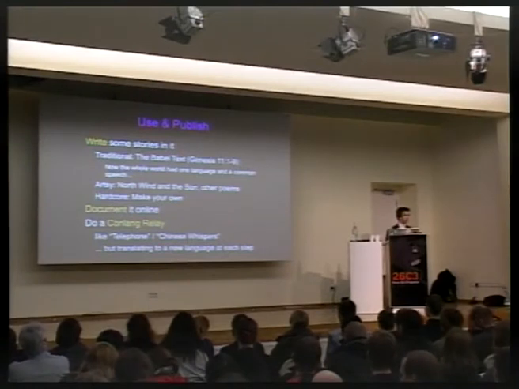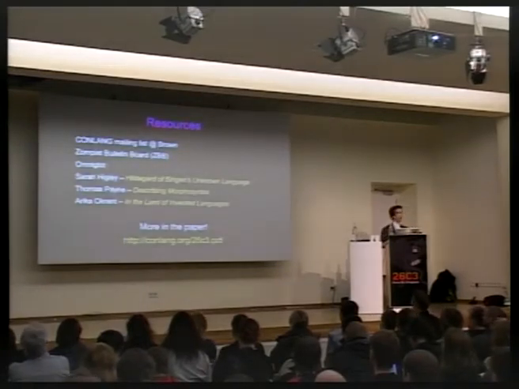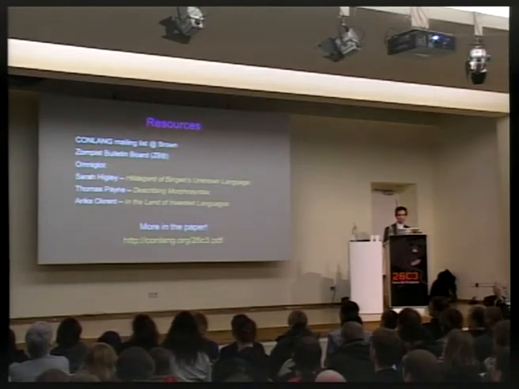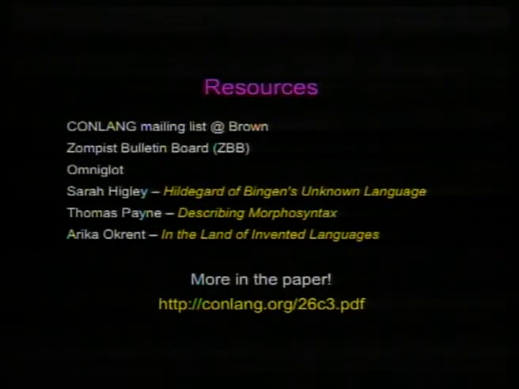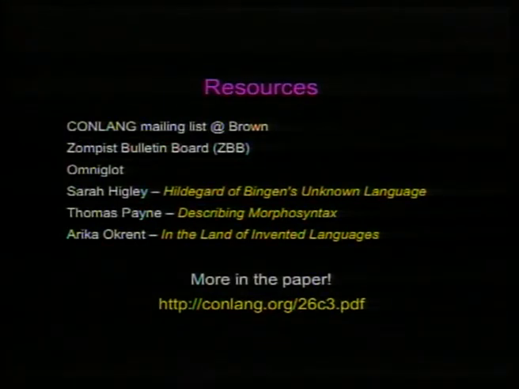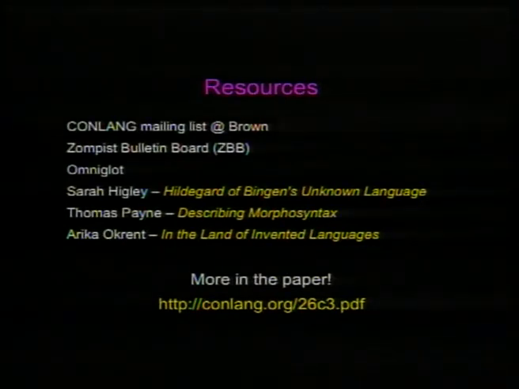All you have to do is document your language online, start using it to translate and to create new texts, and join the mailing lists and the fora. There are a lot of resources online for you. Conlang is probably the most active one. ZBB is almost as active, and it's a lot more informal. They're fairly different in personality, so you might want to look at both and figure out which one suits you better. These books are really, really good. I very strongly recommend getting them, especially Describing Morphosyntax and In the Land of Invented Languages.